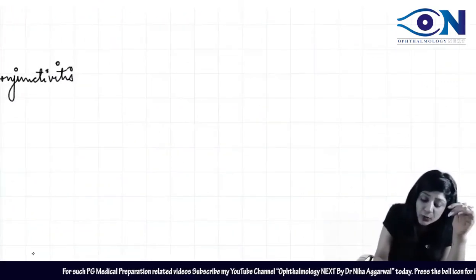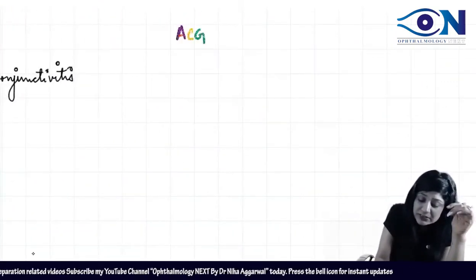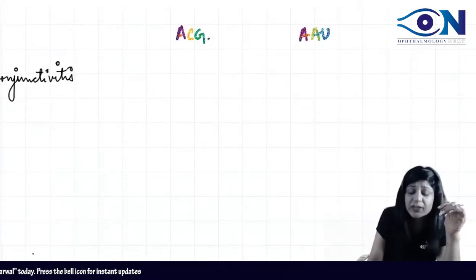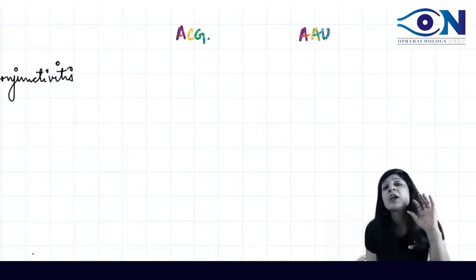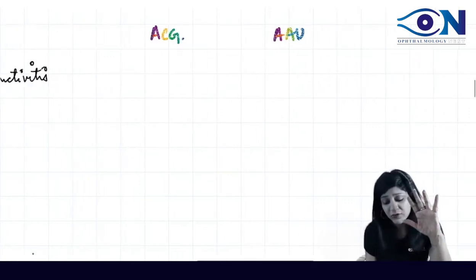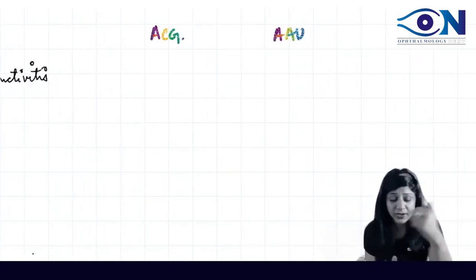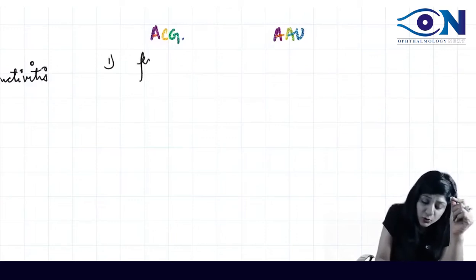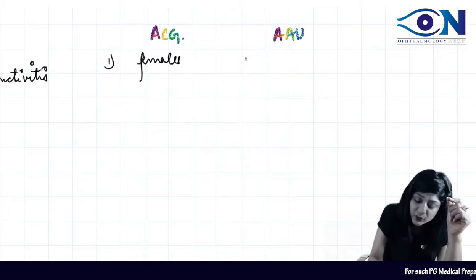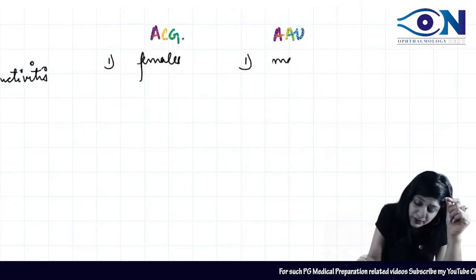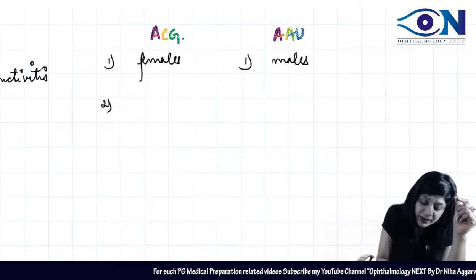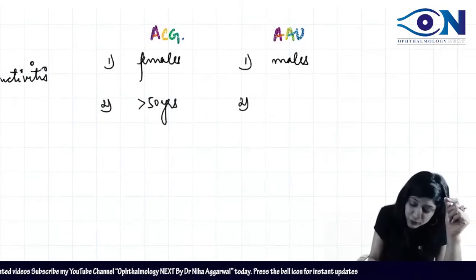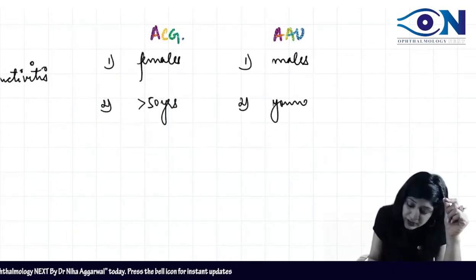So let's take both. On one side we have acute congestive glaucoma and on the other side acute anterior uveitis. So I will give you 5 very important points how you can actually differentiate whether it is glaucoma or whether it is uveitis. Number 1, if I talk about the gender, glaucoma will be common in females while uveitis will be common in males. Second will be the age. Glaucoma will be more than 50 years while uveitis is common in the young age.